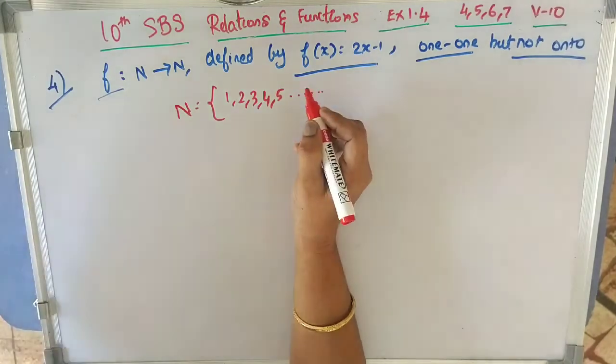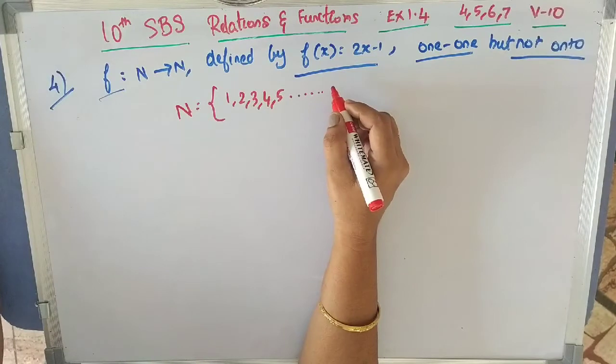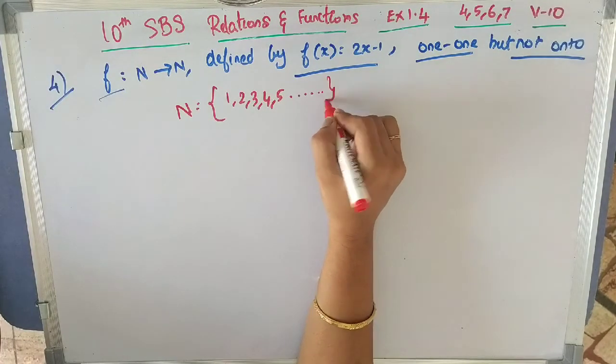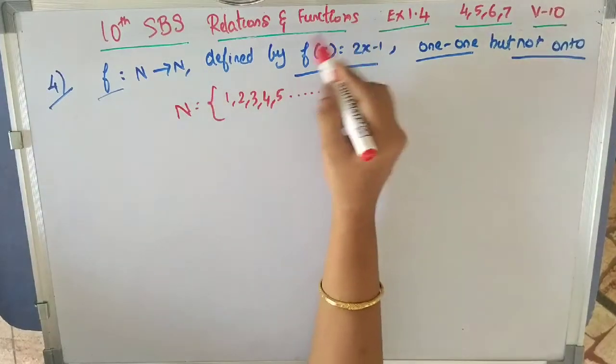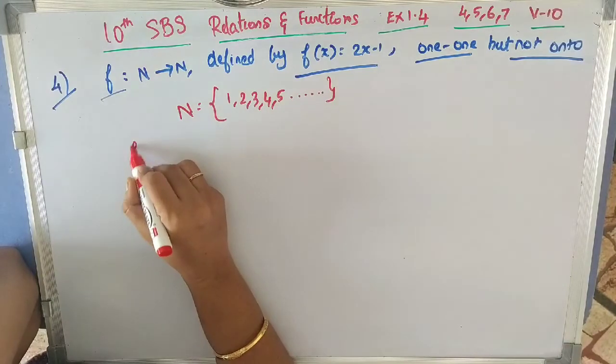Now we have to take the function f of x equals 2x minus 1 and substitute these natural numbers and find f of 1, f of 2, f of 3, f of 4 and f of 5. Okay? Now what is f of 1?